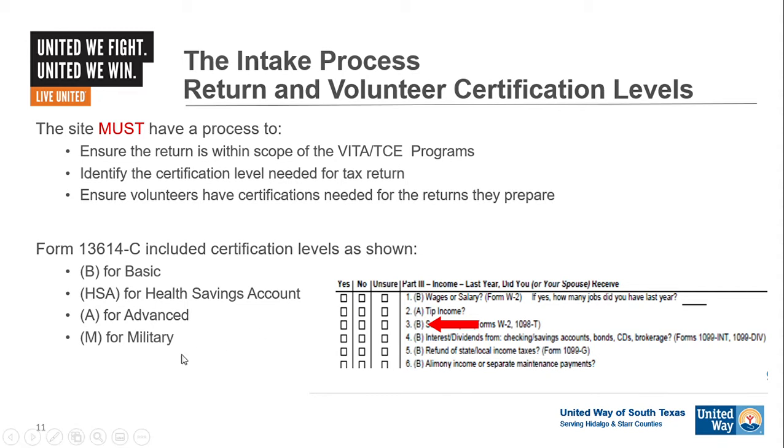Mostly all our volunteers are advanced level certification, and only very few people have certified with basic level, so I don't see why we should have an issue with that. HSA is for health savings account, A is for advanced like we mentioned, and M is for military.